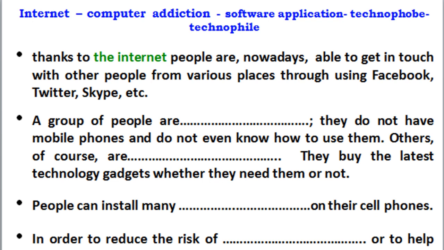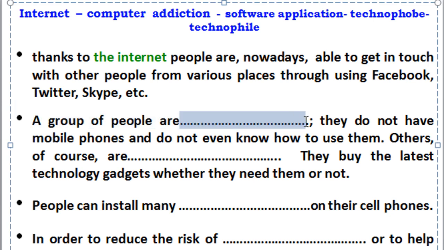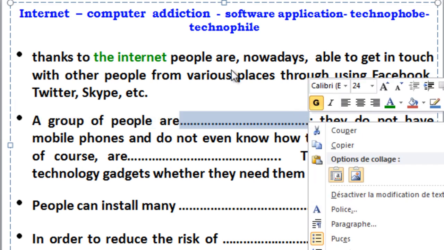Next, a group of people they don't have mobile phones and don't even know how to use them. Others, of course, are blank, but they buy the latest technology gadgets whether they need them or not. So a group of people are technophobe.